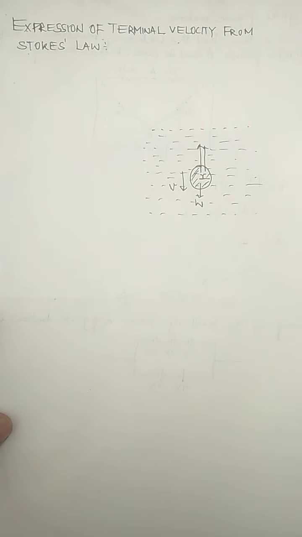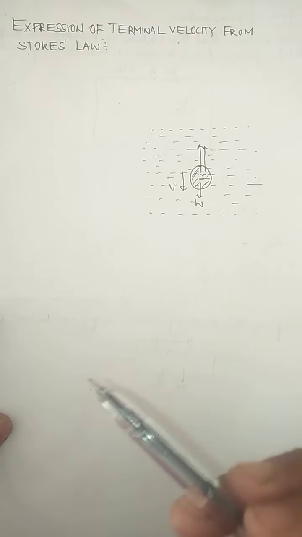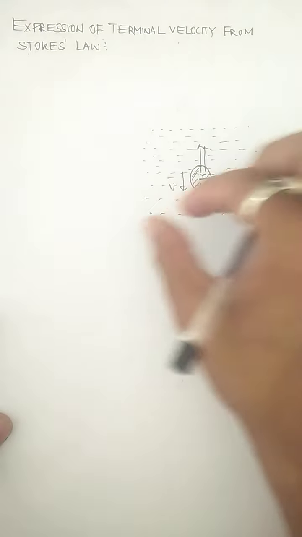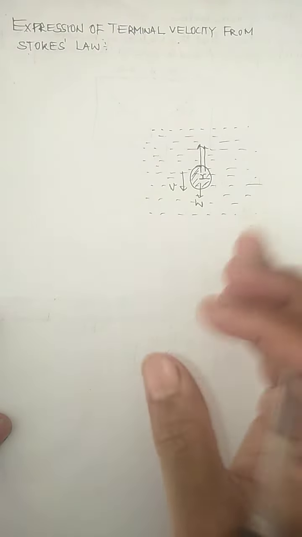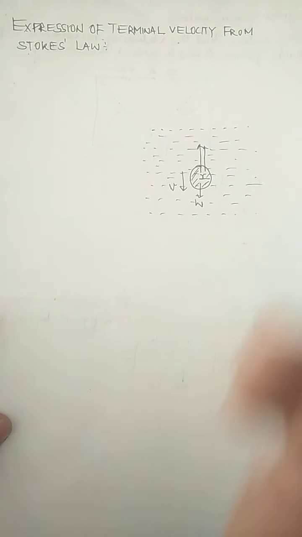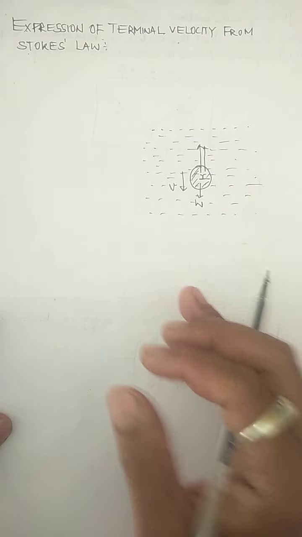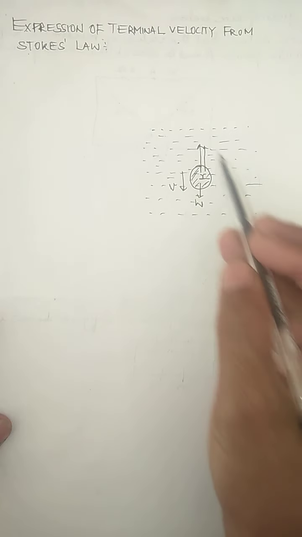Now children, one important thing that you need to keep in mind when we derive this terminal velocity is the medium in which the ball is falling down. The liquid which we are taking must be a homogeneous medium, a medium made up of the same material, with no mixture of any other material, meaning no impurities present in the liquid.